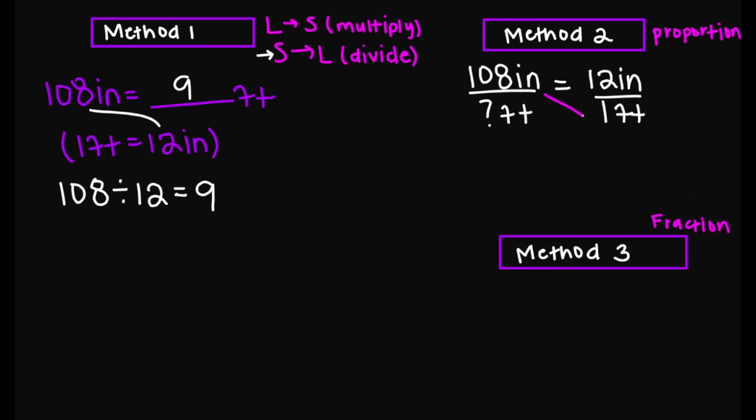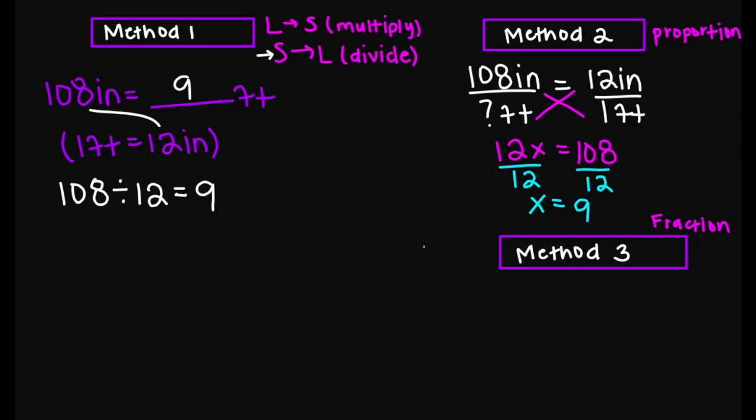Now I'm going to cross multiply. So 108 times 1, this is going to equal 108. And then 12 times x, this is just going to equal 12x. Now, if I'm going to solve for x, I'm going to divide both sides by 12. So we have x equals 108 divided by 12. This is also going to give you 9. So for method number 2, your answer here is 9.